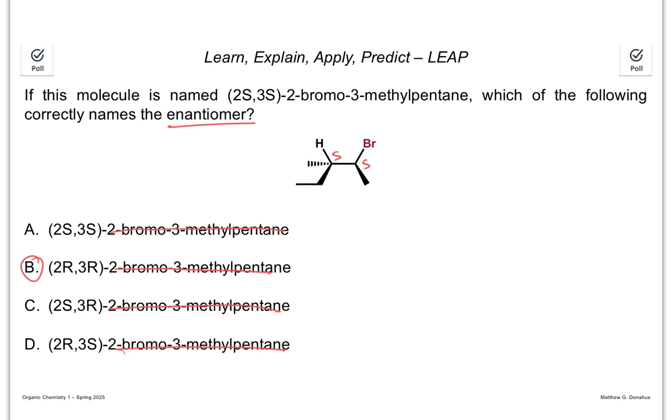If this was presented to you another way, in terms of instead of the name, you were given structures as the responses, that would be the mirror image, and then that would end up as R and R.